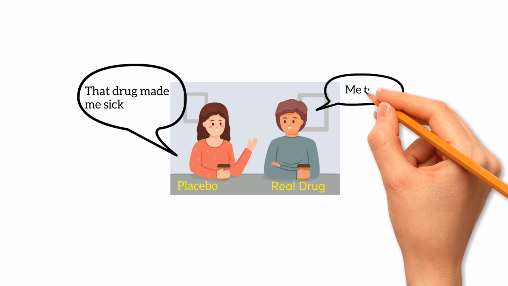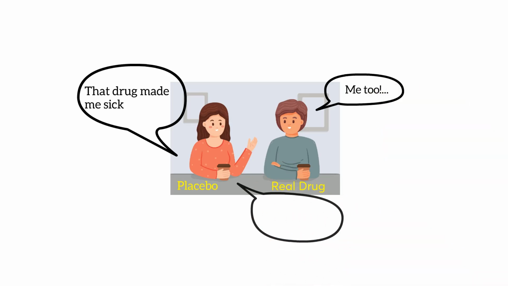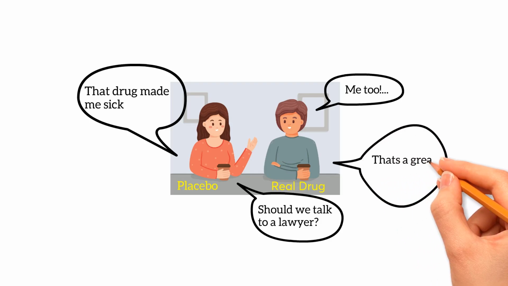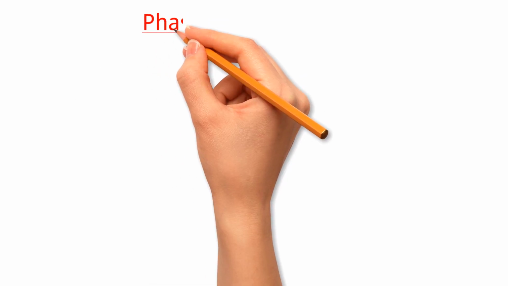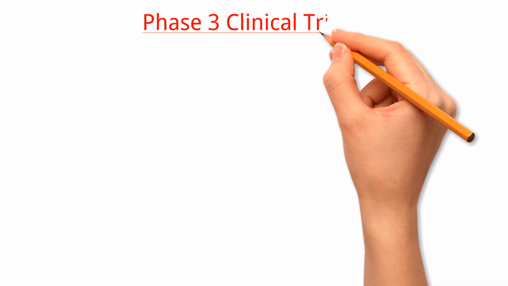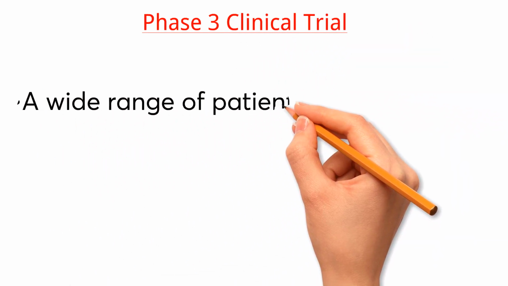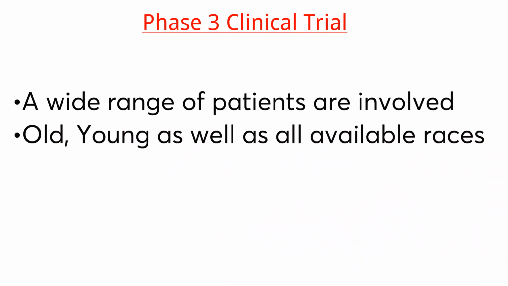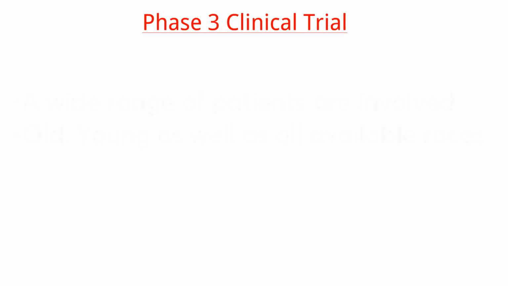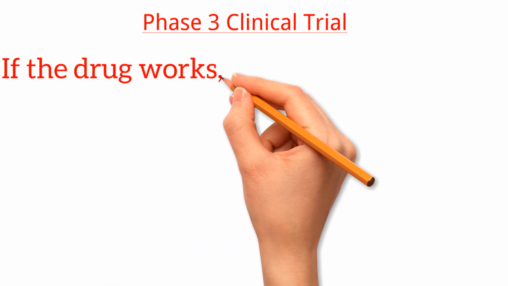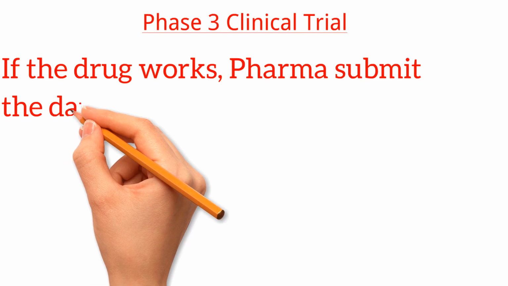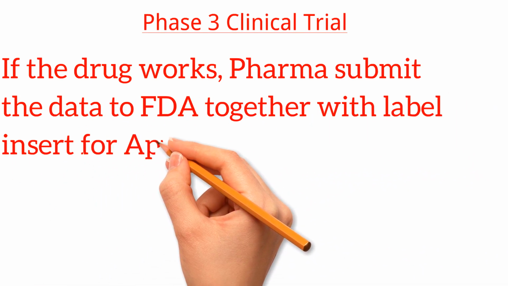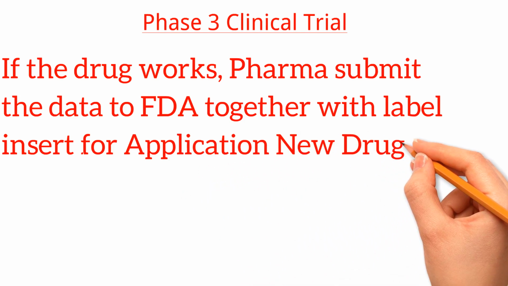If the drug shows that the difference in the improvement between the 2 groups is statistically significant, they submit the data to the FDA and apply for phase 3 clinical trial. This now covers a wide range of patients, including young, old, as well as many races. When the data shows that the drug leads to improvement in disease condition, the pharmaceutical company now compiles and submits the data to the FDA with the drug instruction insert, that is labeling, for application to market the drug.